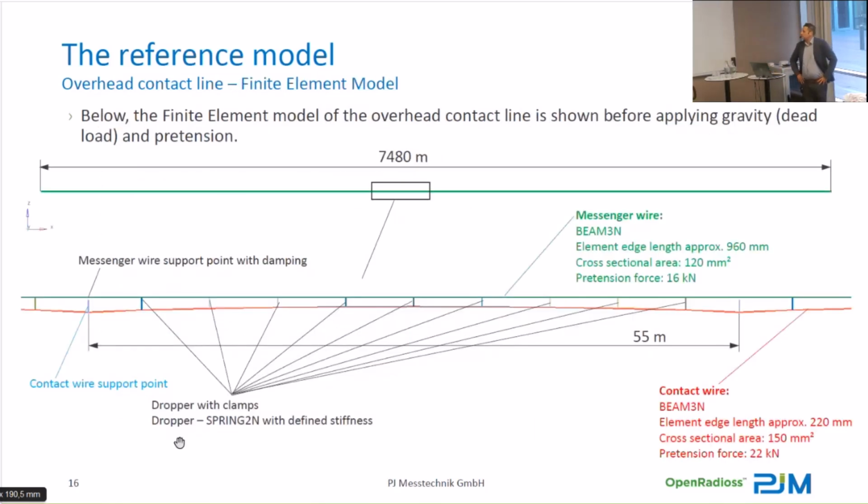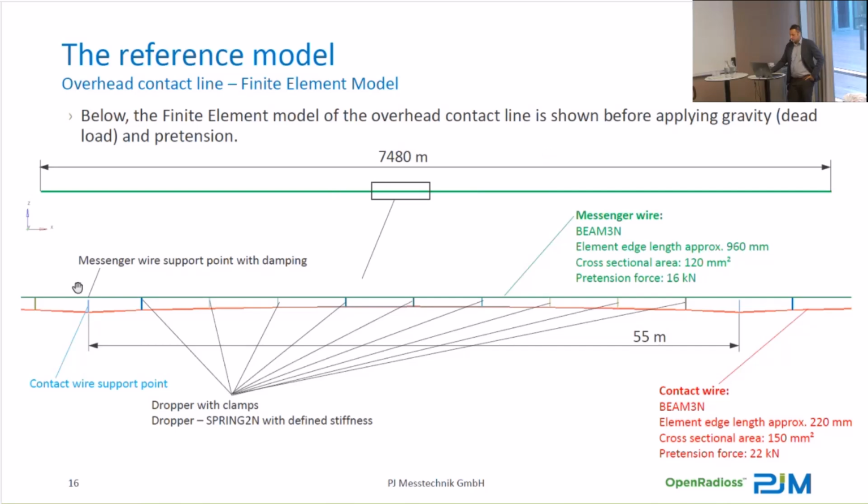How does the model look recreated in HyperMesh? First of all, look here. We are really talking about kilometers, not meters. So this is our range, what we have to simulate. How did we do this? What you see here is the initial condition. The initial condition is the condition without gravity applied and without any tension applied in the carrier wire or the contact line wire. Here you see the 55 meters, so this is one span.